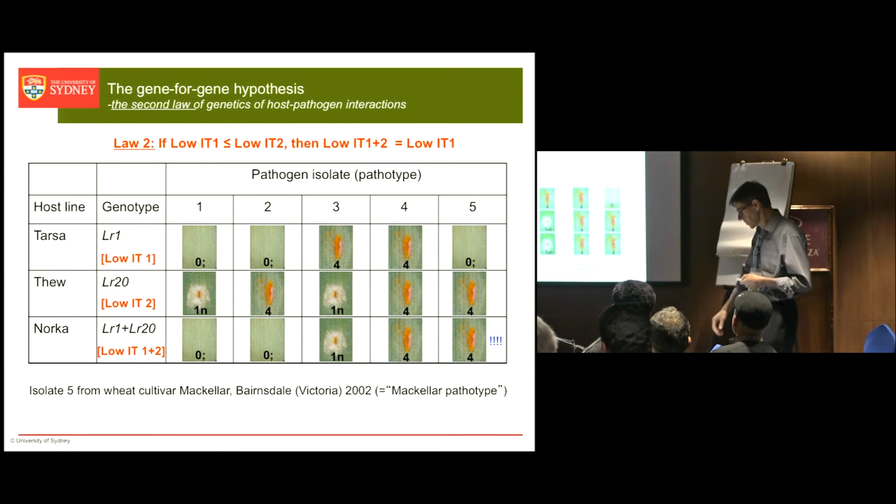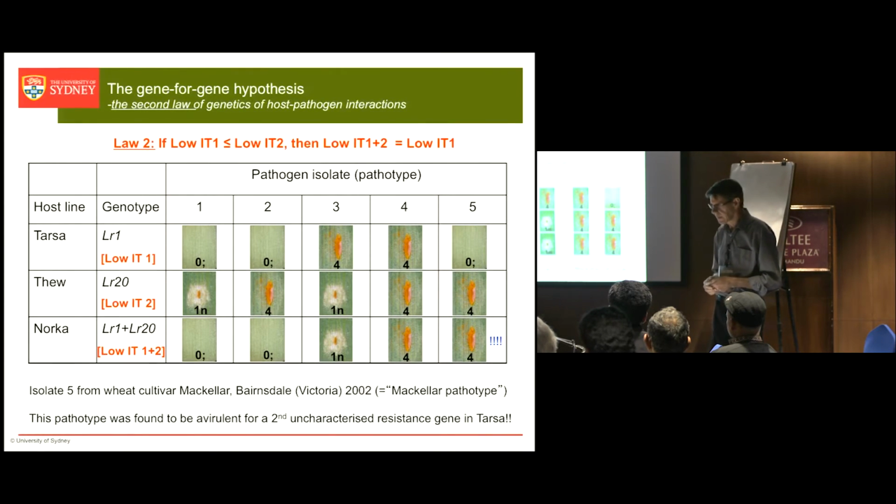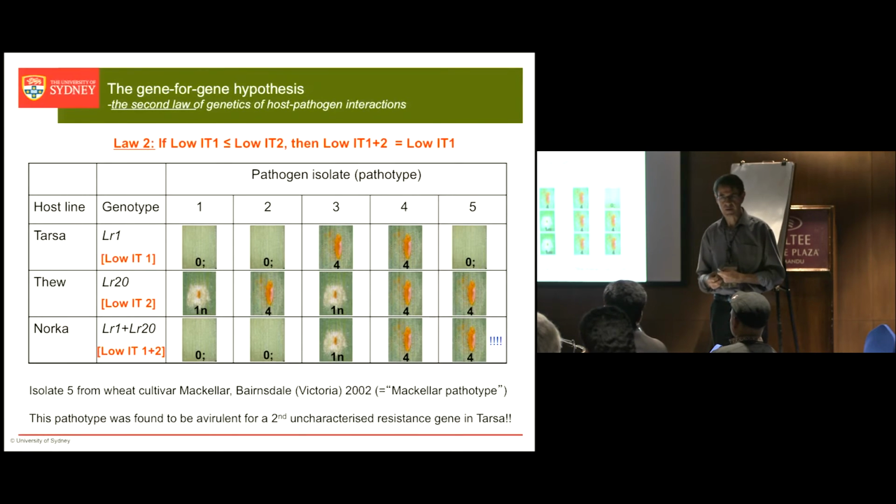But what it told me was that Norca carries a second uncharacterised resistance gene. Let me rephrase that. Tarsa carries a second uncharacterised resistance gene for leaf rust resistance that was giving a very similar infection type to LR1, right? So Tarsa actually carries not just LR1, but another gene that we didn't know about. We hadn't seen it before. And it turns out that that gene is also present in a line we call Morocco.